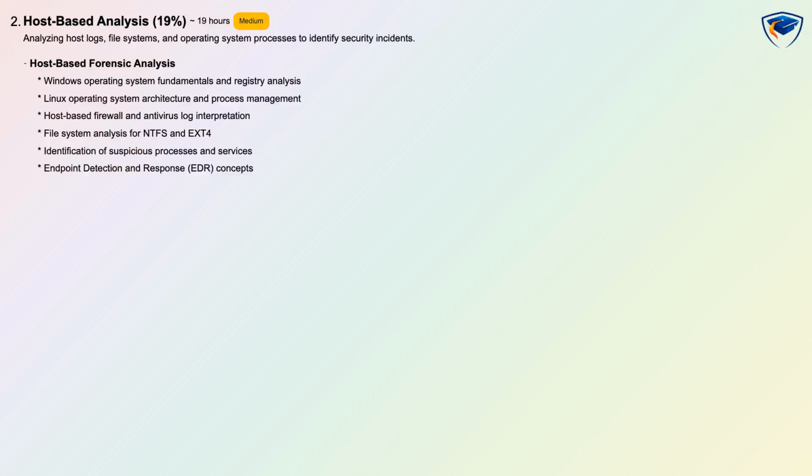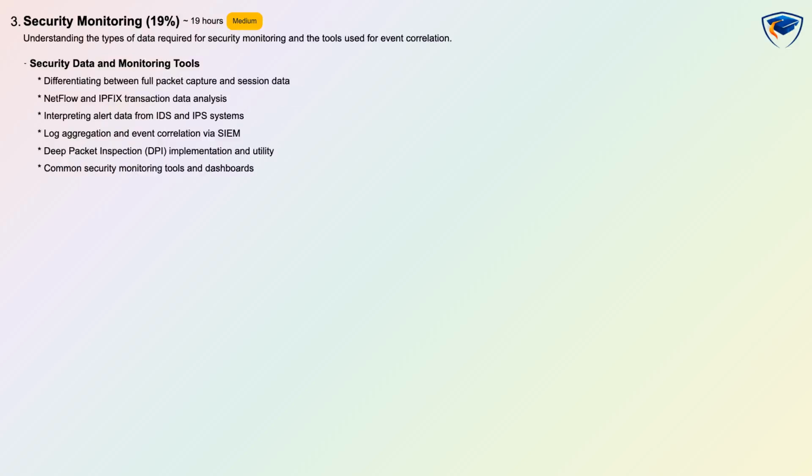and response concepts. Moving on to the security monitoring domain, also making up 19% of the exam. You'll learn about the types of data required for security monitoring and the tools used for event correlation. Important topics include differentiating between full packet capture and session data, NetFlow and IPFIX transaction data analysis, interpreting alert data from IDS and IPS systems, log aggregation and event correlation via SIEM, deep packet inspection implementation and utility, and common security monitoring tools and dashboards.